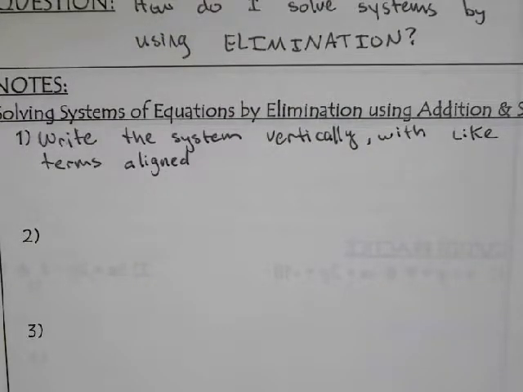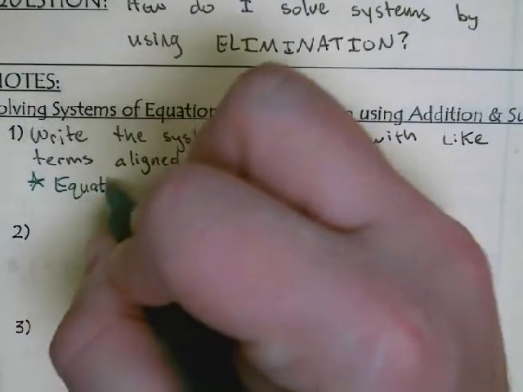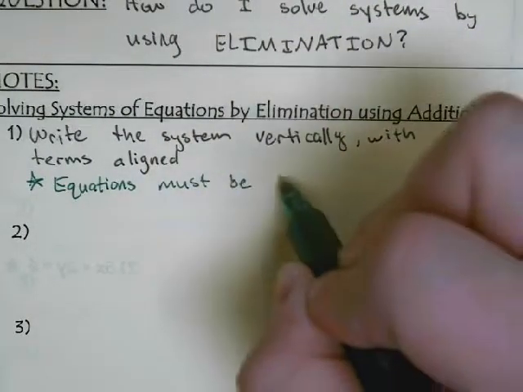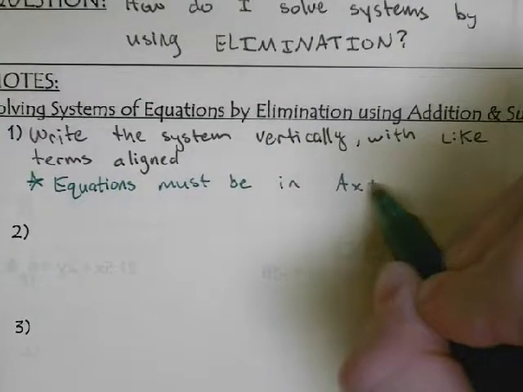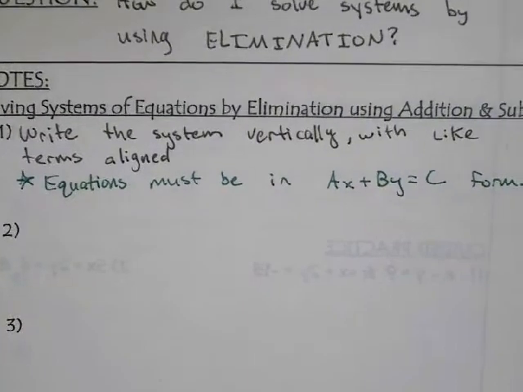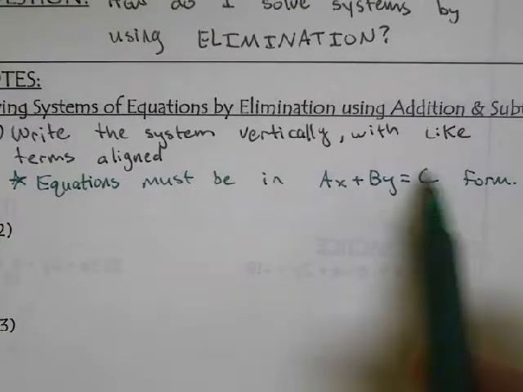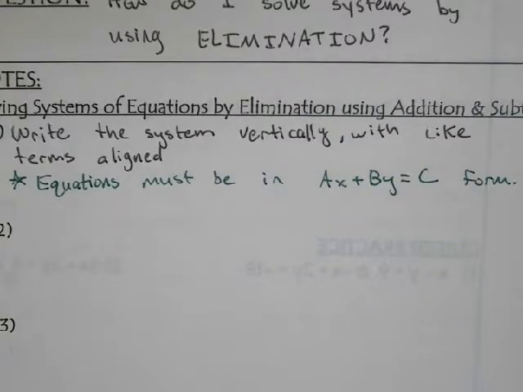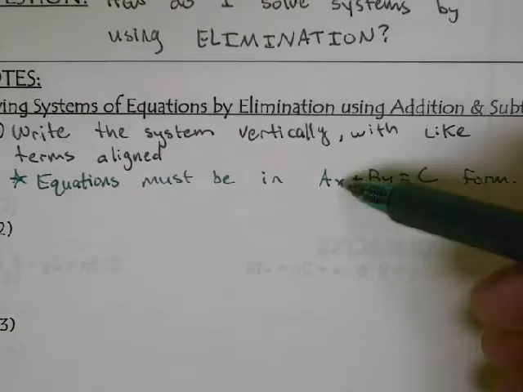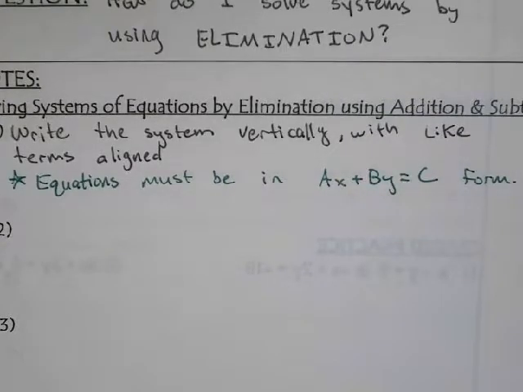A little side note: equations must be in ax plus by equals c form. A is our coefficient in front of x, b is our coefficient in front of y, and c is just a constant. So you want to have the x's and the y's on one side of the equation and the c on the other side. That way when you stack them, we'll have two equations with our x's on top of each other and our y's on top of each other.